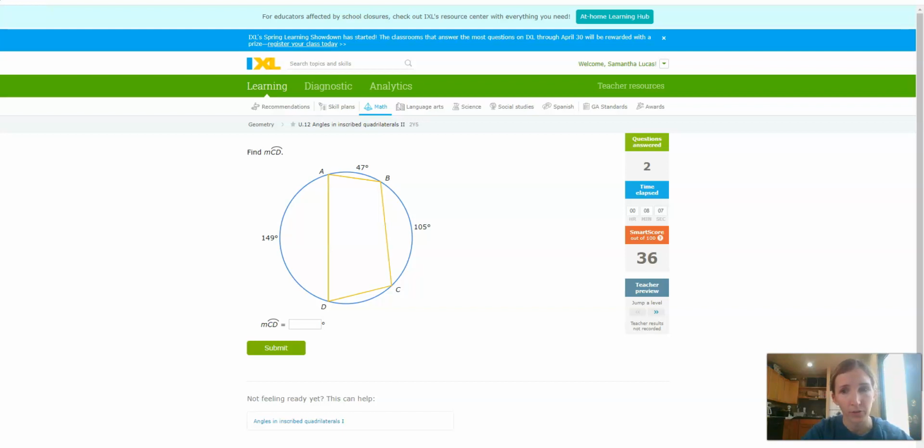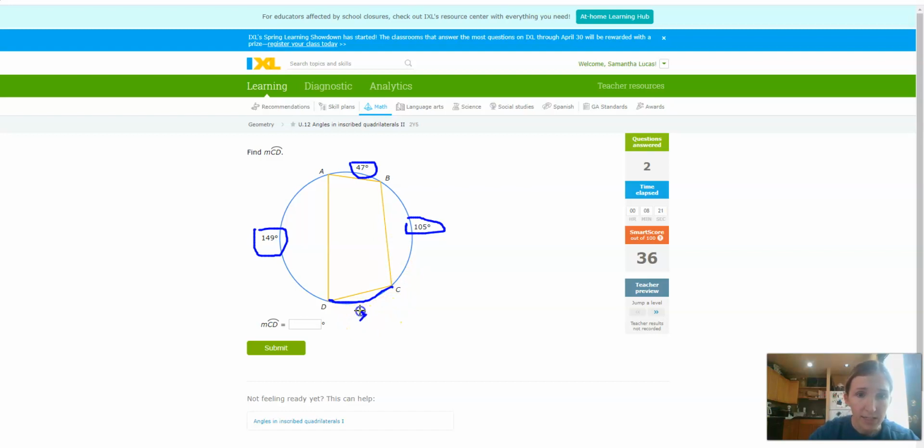Okay, this one looks like a complicated question, but it's really not, because it's testing us to see if we know what a whole circle is. A whole circle measures 360 degrees. So what it does is it gives us 3 measurements: 149, 47, and 105. And we're left to find out what arc CD is. Well, I have every single part of the circle except for CD.